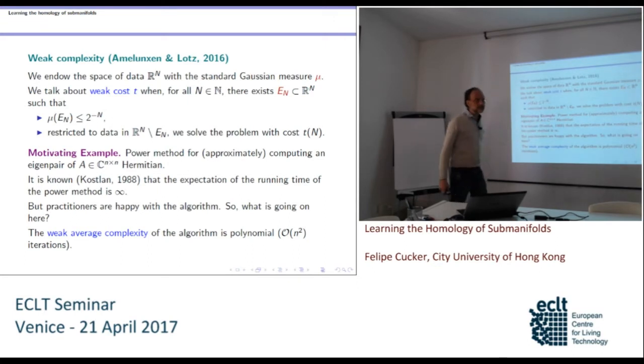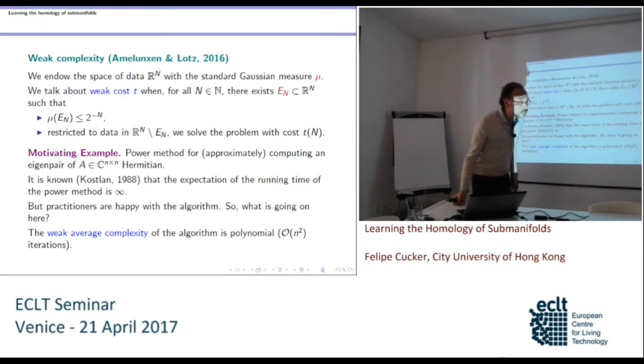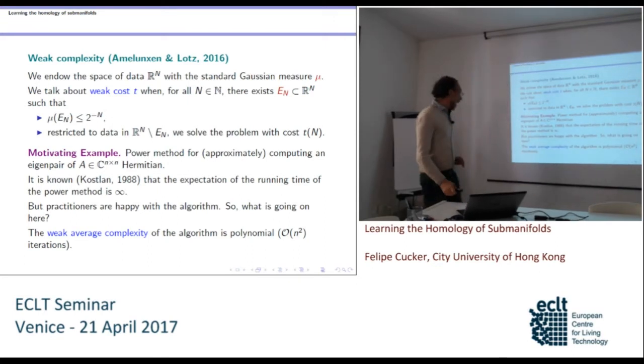Maybe practitioners are happy because in the real world we don't have that kind of probability distribution. The probability we have in the real world is different from one. Yeah, but here that's correct.